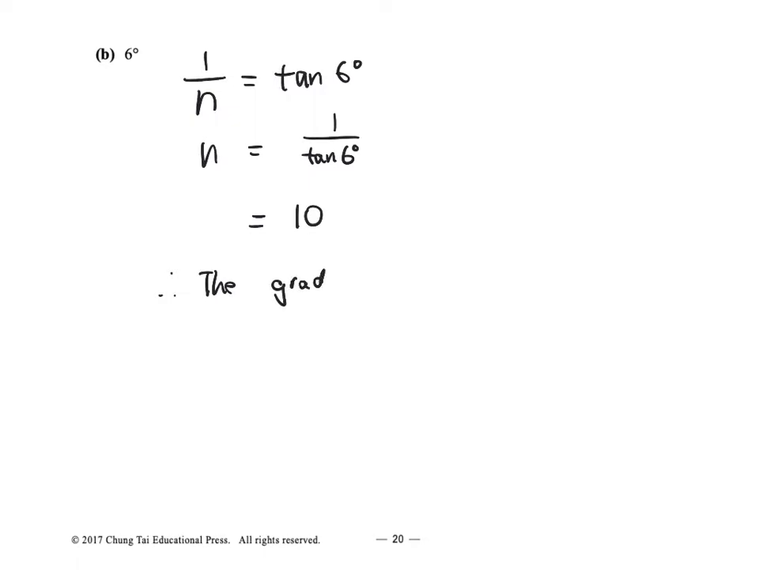For this one as well, we directly write down 1 over n equals tangent 6 degree. So you know n equals 1 over tangent 6 degree. As you use your calculator, you know that n equals 10. Therefore, the gradient will be equal to 1 to 10.